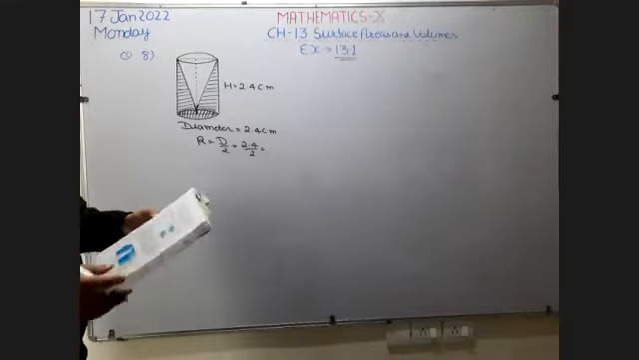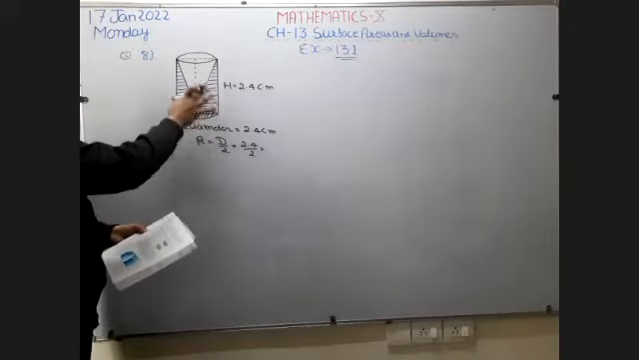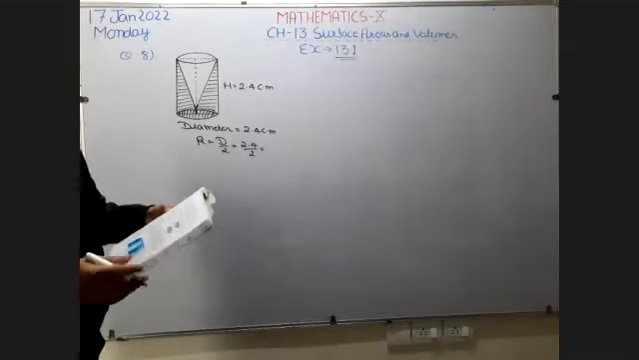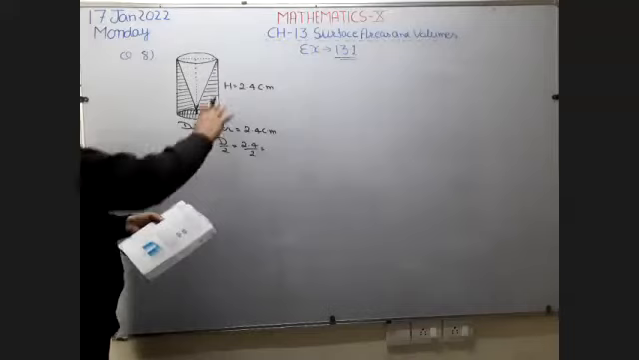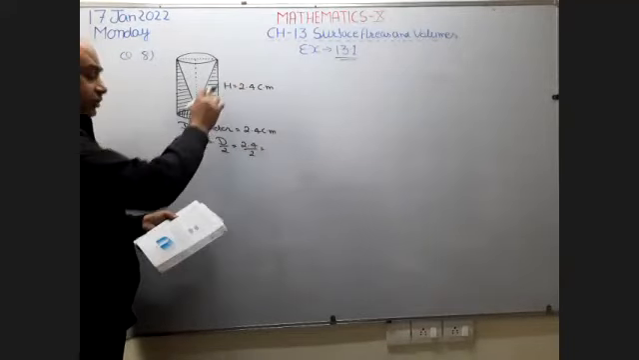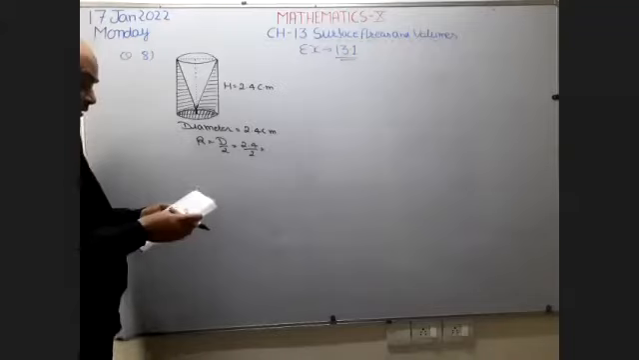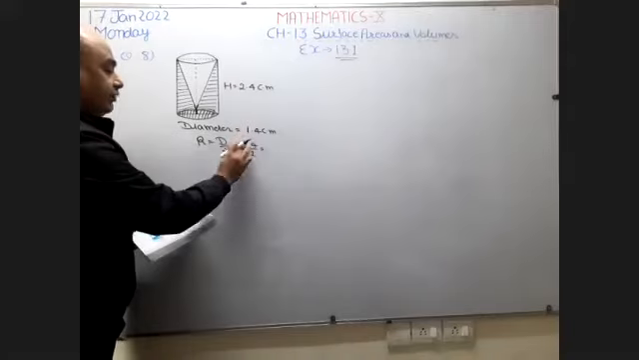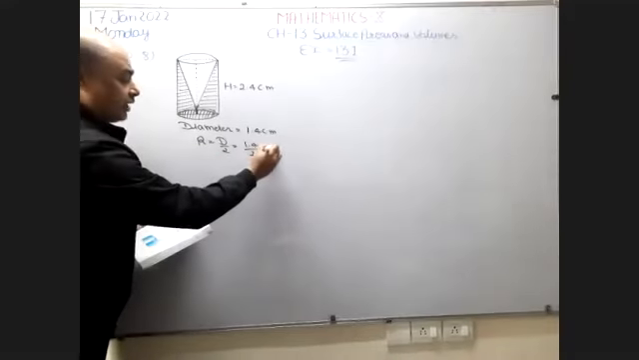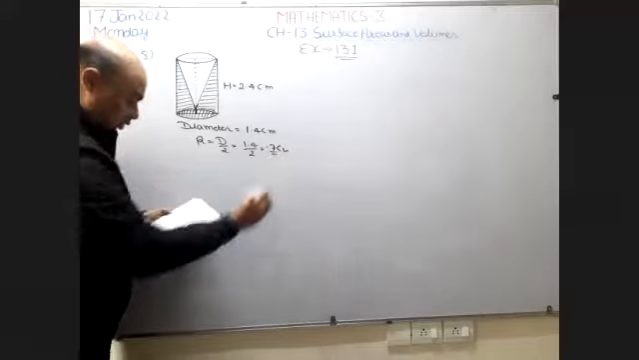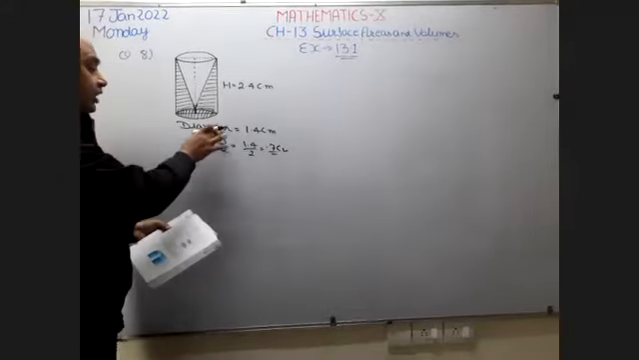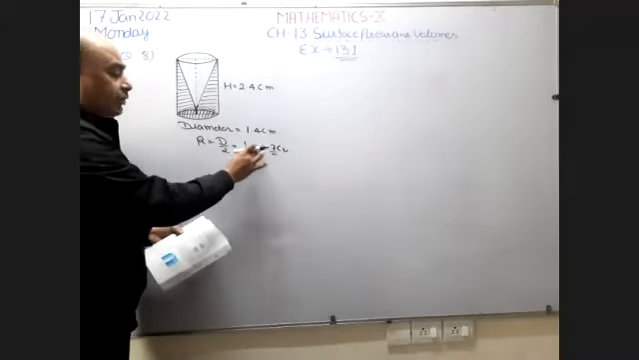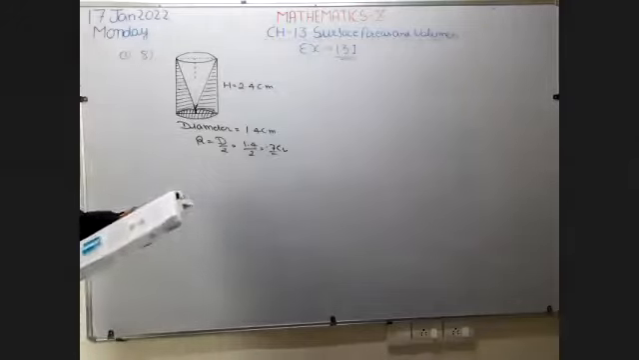One solid cylinder is given. This is the shape of the cylinder, whose height is 2.4 centimeter. The height of the cylinder is given as 2.4 centimeter. The diameter is 1.4 centimeter. If the diameter is 1.4 centimeter, the radius becomes 0.7 centimeter, because the radius is half the diameter. The diameter 1.4 is divided by 2, and this becomes 0.7 centimeter radius.